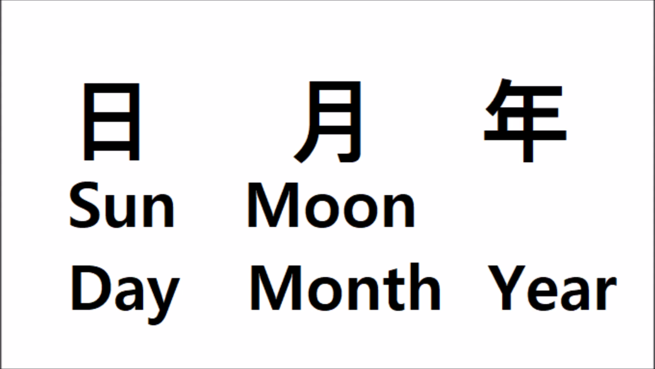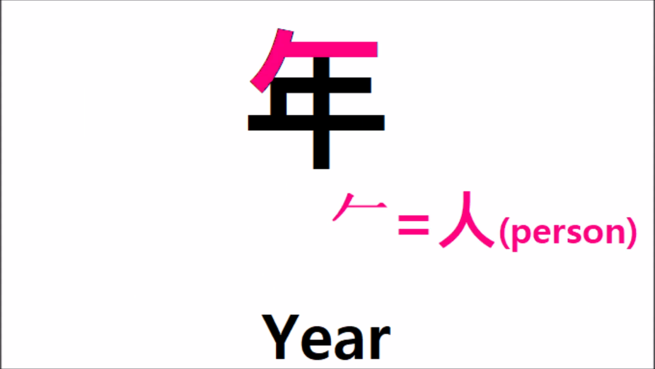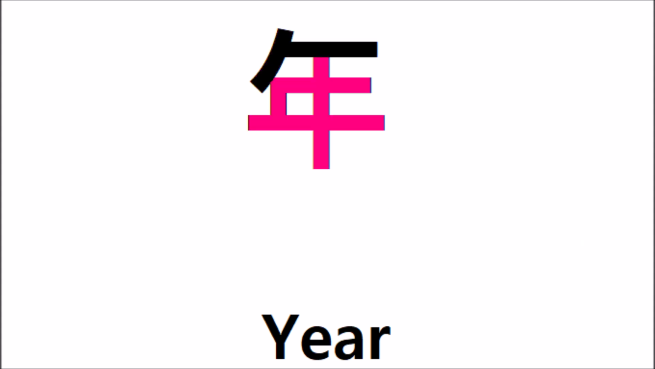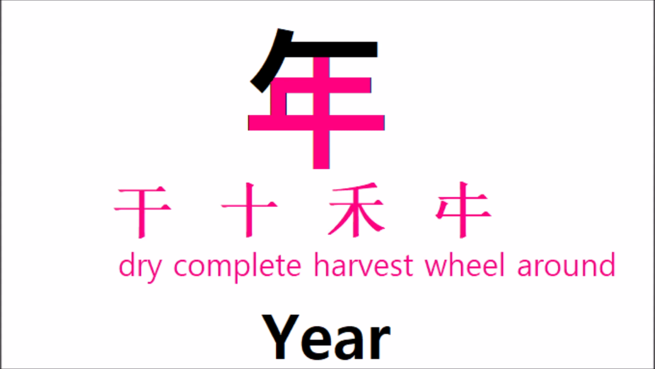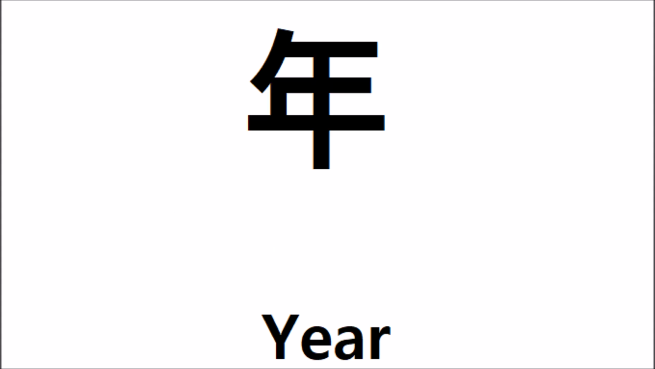The character for year is actually a combination of characters. This top part is actually a distorted version of the character for person. More elaborate Chinese characters are made by combining simple ones. You just have to alter their appearance so that they fit together nicer. This other part of the character, there are a couple different interpretations that I found, like the word dry or complete or harvest or wheel around. Wheel around looks the closest, but this is a character that is extremely rare in Chinese writing. It's not worth committing to memory.